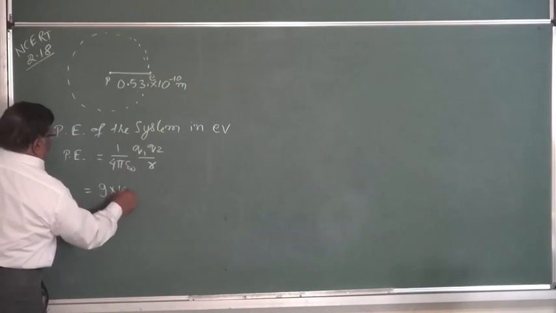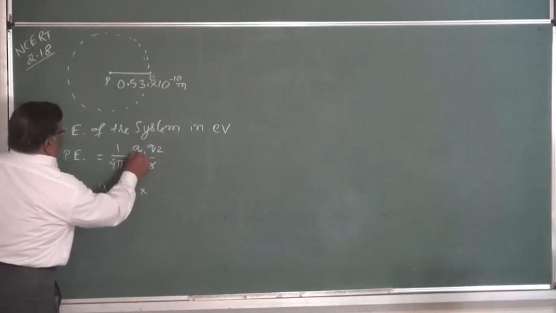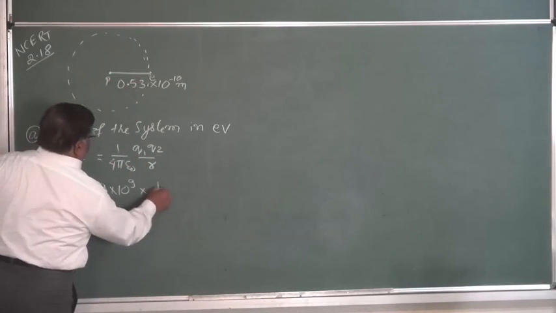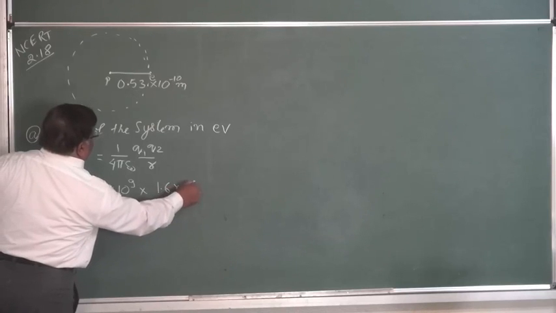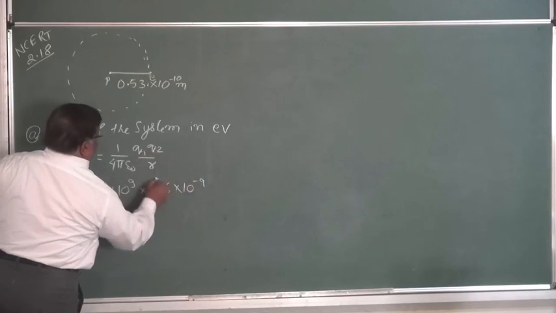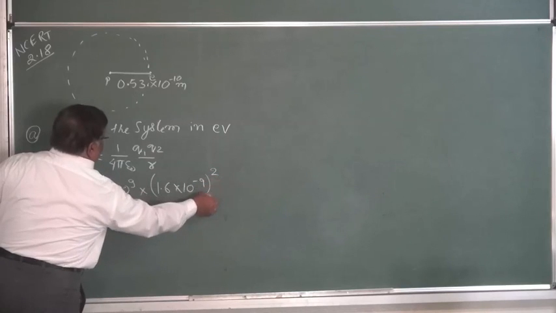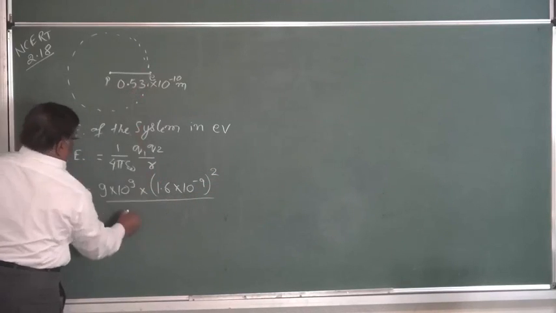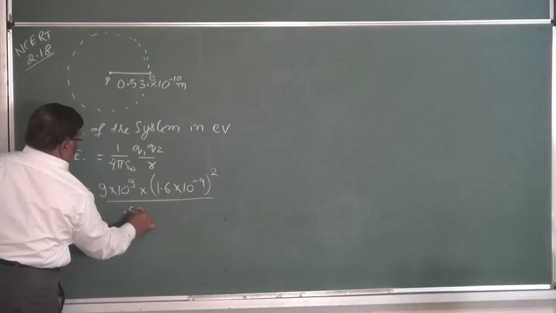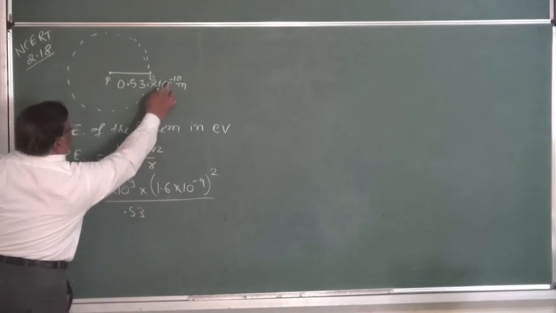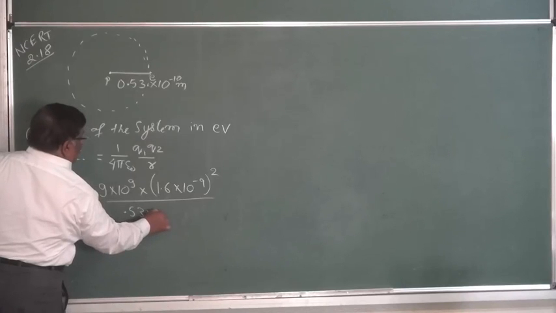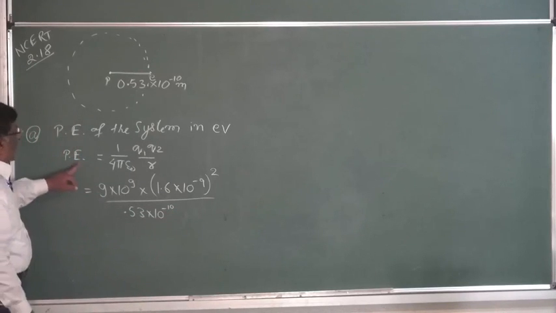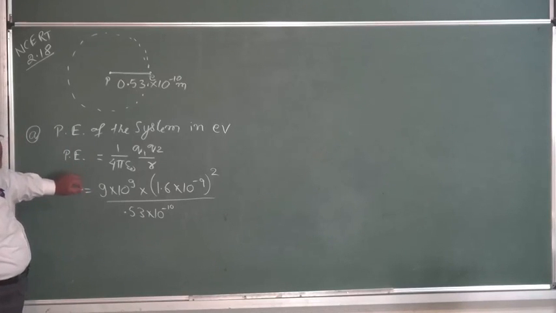9 into 10 to the power 9, into the charge on proton and charge on electron, 1.6 into 10 to the power minus 19. Both are the same, so we will put it square. This is to be divided by R, the distance 0.53 into 10 to the power minus 10 meter in the SI system. Now this is potential energy in SI system.